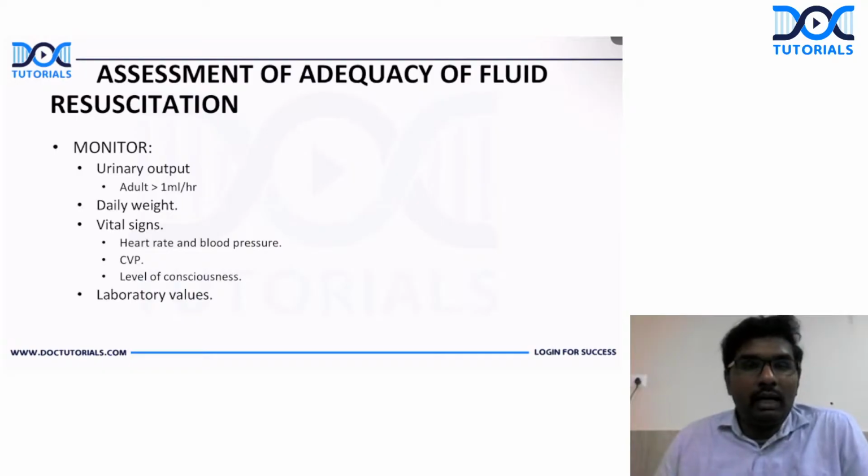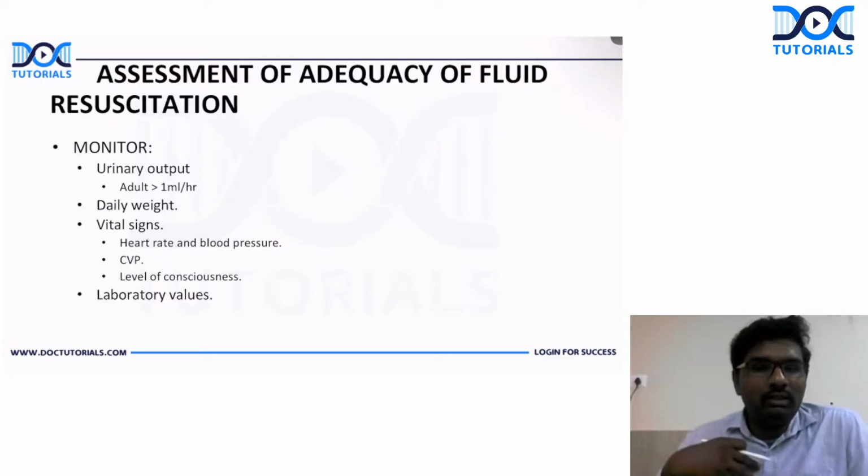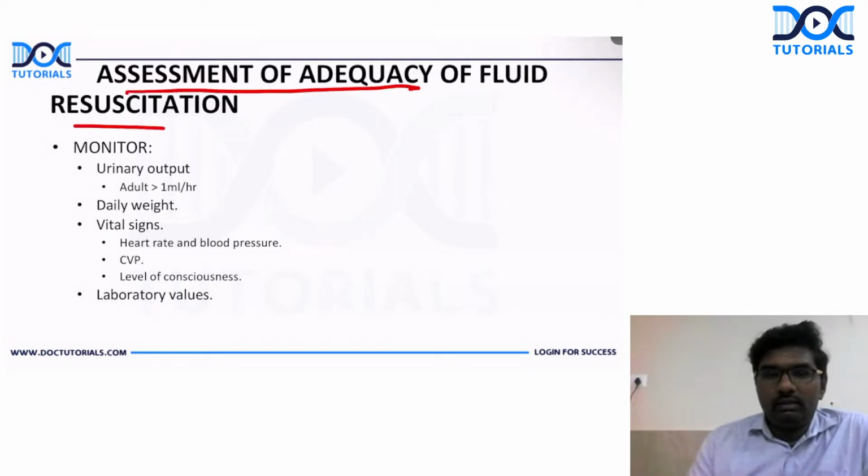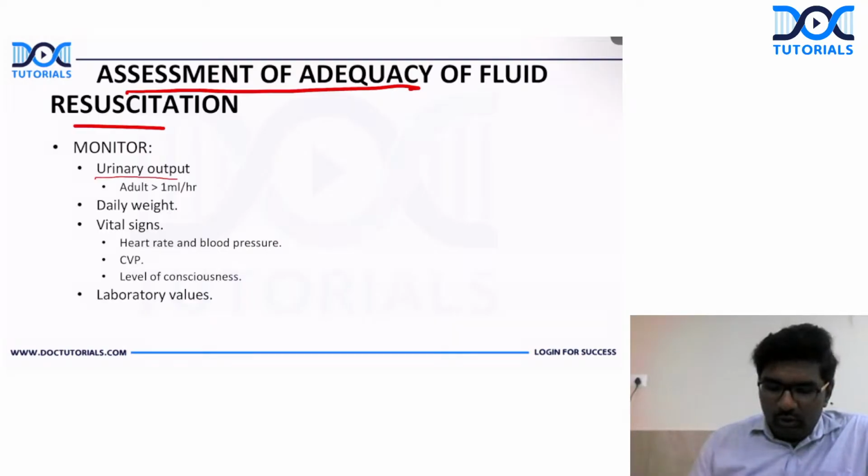Now we are supposed to assess the adequacy of the fluid resuscitation. We have done something and we have to assess whether what we have done is fruitful or not. So, assessment of the adequacy of fluid resuscitation. How to assess it? On monitoring, the first parameter will be urine output.